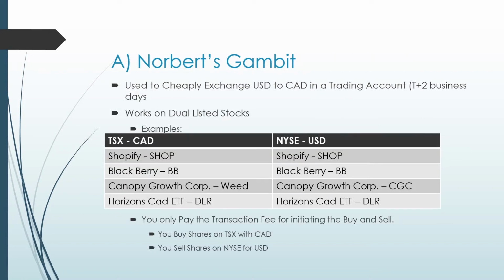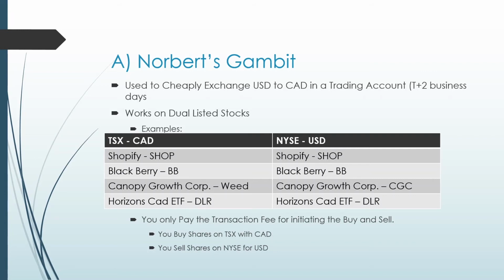We'll go over Norbert's Gambit first. It's a method of taking advantage of dual-listed stocks that are usually traded on the US and Canadian side. So for example, you have Shopify, you have BlackBerry, Canopy Growth, and most people use the Horizons traded ETF. The goal of Norbert's Gambit is to buy shares on the Toronto Stock Exchange and to sell them on the New York Stock Exchange. So essentially, you're buying BlackBerry, Shopify, or Canopy for X amount of Canadian dollars and selling your X amount of shares for US dollars.